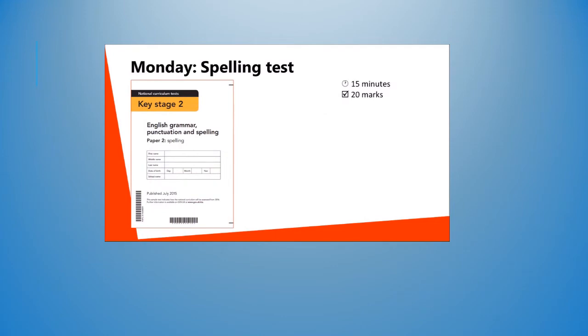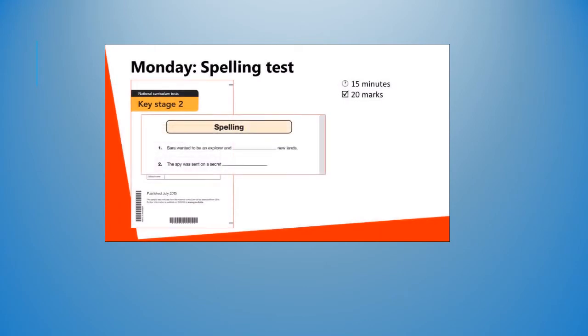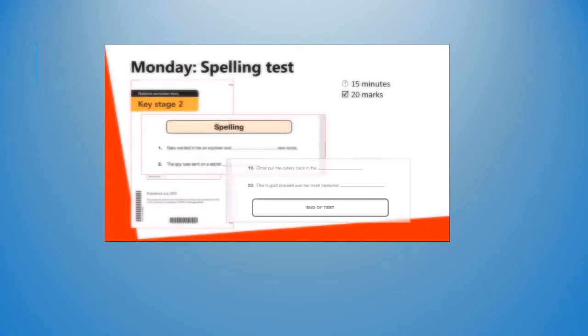The second test on Monday will be the spelling test. In this test, children have some sentences read to them and they have to write the correct spelling into the gap. For example, in this case the first word is discover. Later questions are more challenging. For example, the last word here the children have to spell is possession.